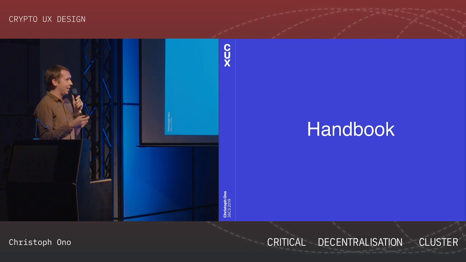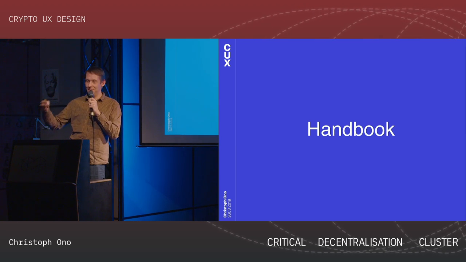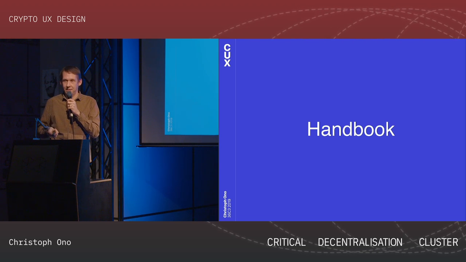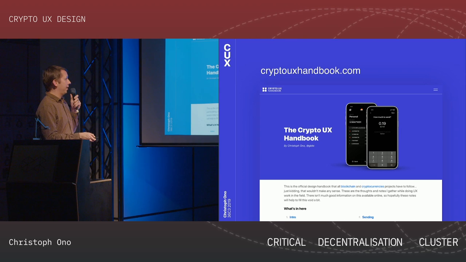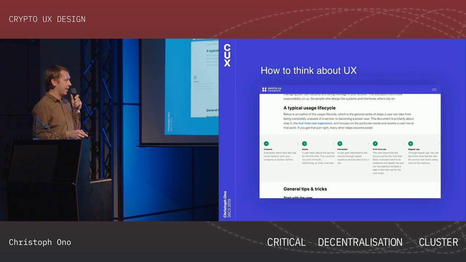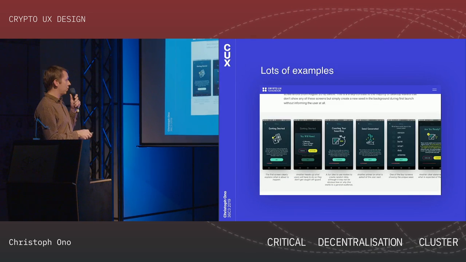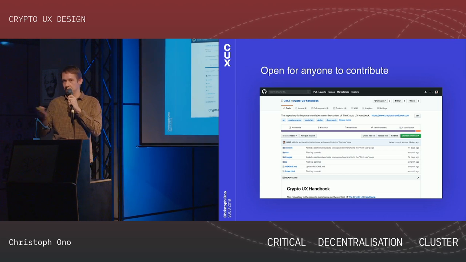And while I learned all this stuff, I thought, there's so much UX work that has to be done. There are probably other designers out there. I should just write down all the things that I've learned. And that's what I did. I call it the Crypto UX Handbook, and I tried to keep it fairly simple. There are things about how to think about UX design, like the user cycle that I talked about earlier, basic walkthroughs of how transactions work, how keys work, all these things, and lots of examples, because I tried out probably 100 different wallets, so I took lots of screenshots and put them in there. And it's also completely open for contributions. Anybody who wants to help out, change things.